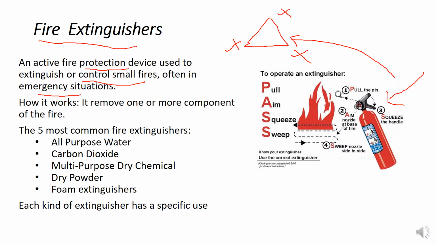There are five most common fire extinguishers being used. According to the nature of the material, they are produced and used. For example: all-purpose water, carbon dioxide, multi-purpose dry chemical, dry powder, and foam extinguishers. Each extinguisher or suppressor has a specific use, and as I mentioned, their use will be according to the nature of the fire.